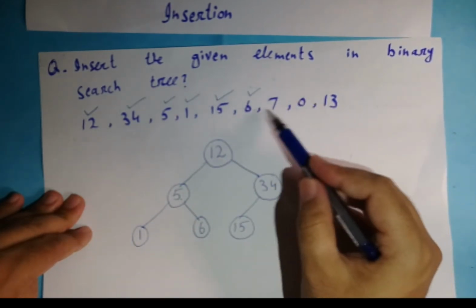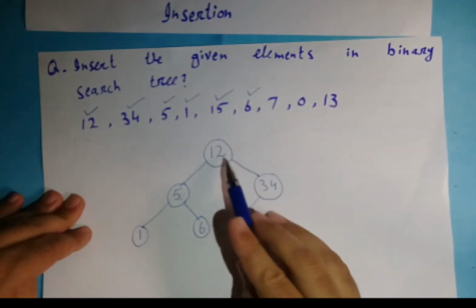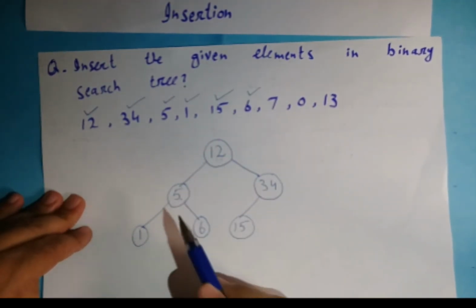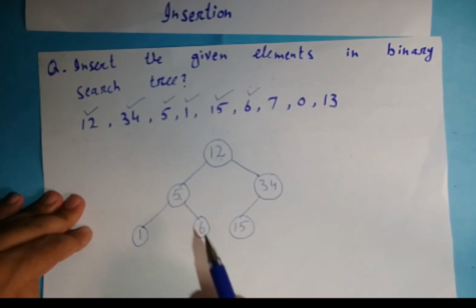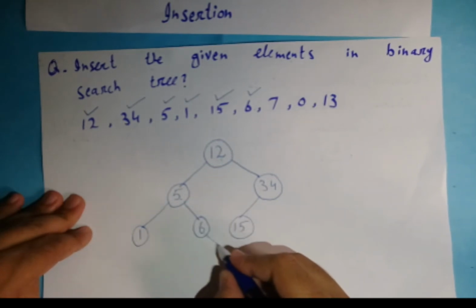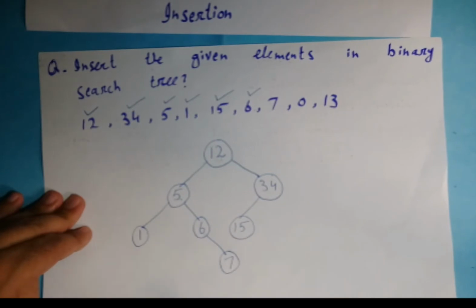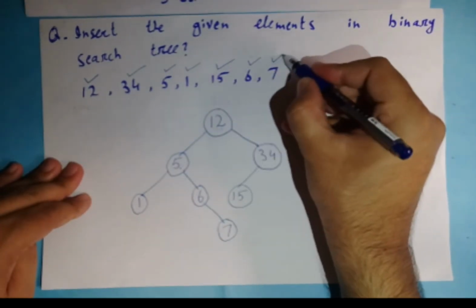Now again going back to the elements, after 6 the value comes 7. Now I know 7 is less than 12, so I'll go on the left hand side. So here I check it. Now 7 is greater than 5, so I'll go on the right hand side. Now here again I see 7 is greater than 6, so again I'm gonna go on the right hand side. So 7 I just place over here. Now I've done 7.